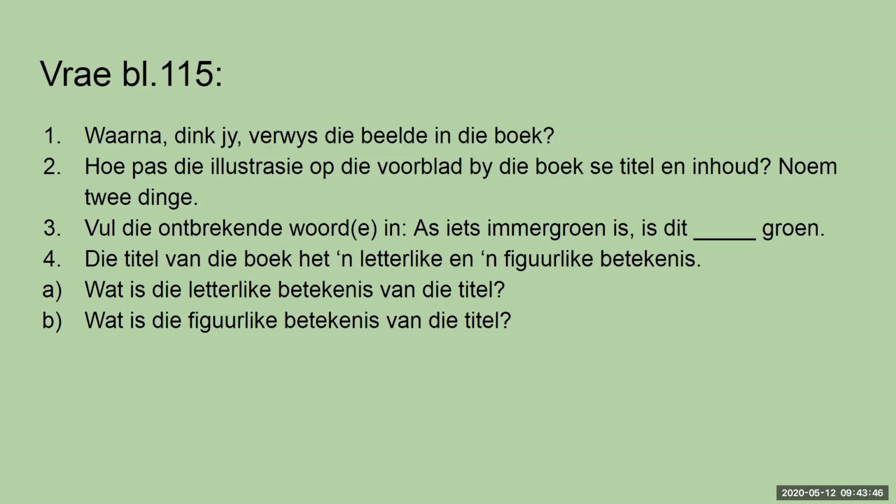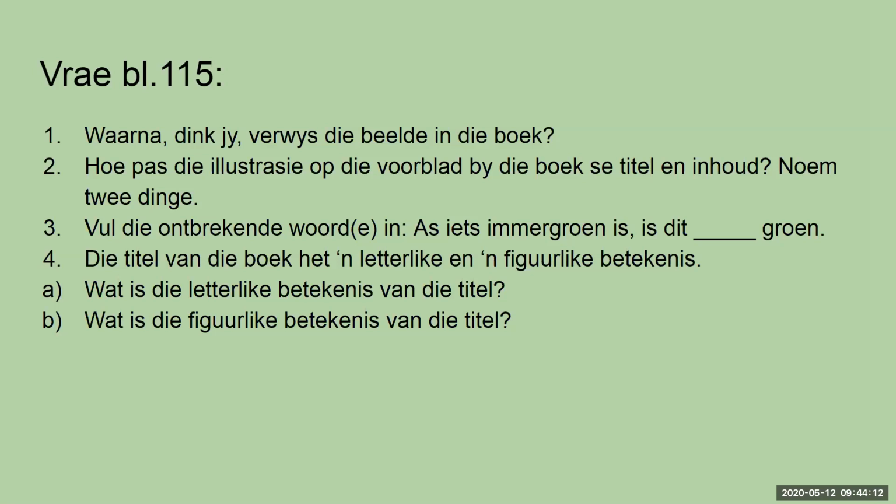Vul die ontbrekende woorde in. As iets immergroen is dit groen. So you need to fill in the missing words. If something is evergreen, it is green. Okay. There are a couple of options actually, but go for the most obvious one, hey? 4. Die titel van die boek het 'n letterlike en 'n figuurlike betekenis. The title of the book has a literal and a figurative meaning.